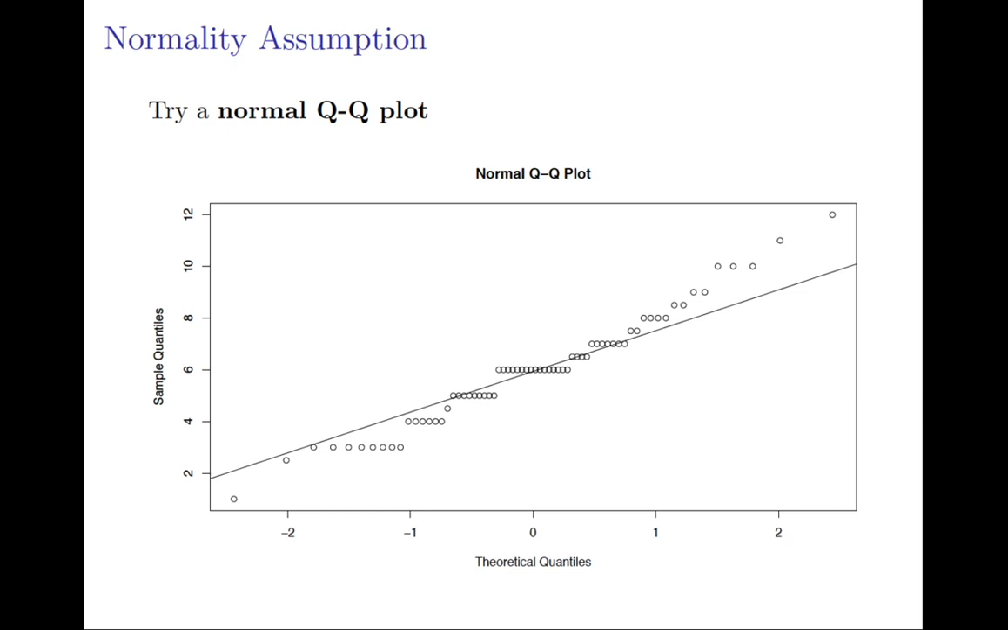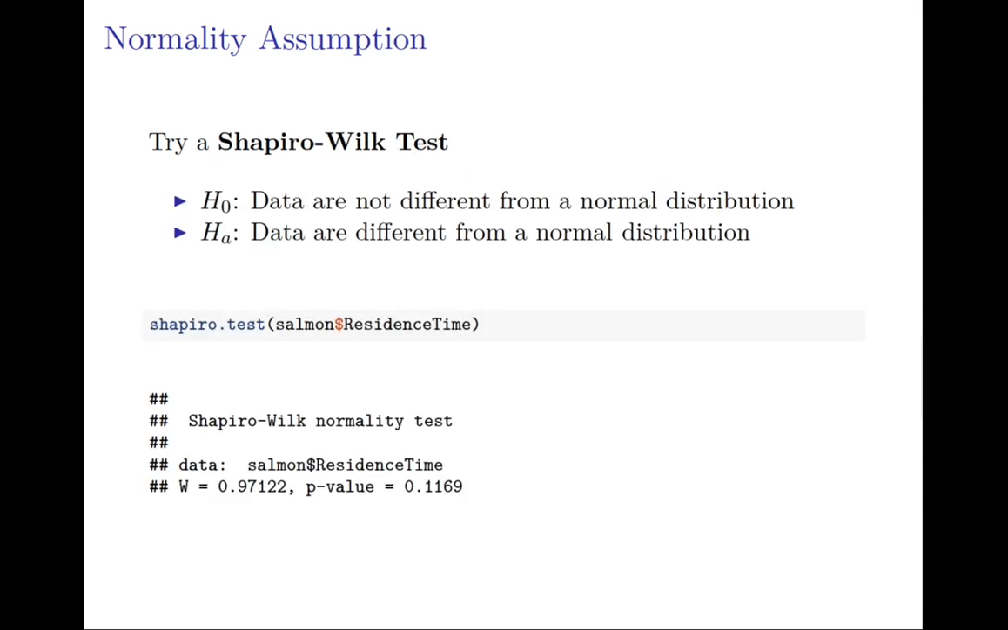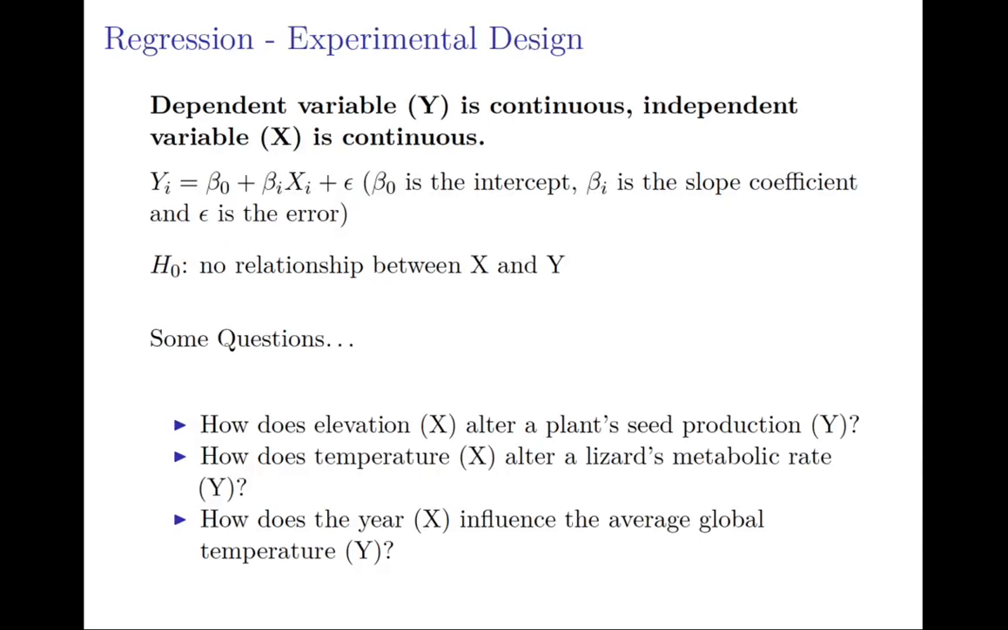This isn't a test. So if you wanted to actually test to see if your data are normal, you can do a Shapiro-Wilk test. This has the null hypothesis that data are not different from a normal distribution, and the alternative hypothesis that they are different from a normal distribution. And so here's the code, and what you can see is that our p-value here for residence time is not significant, and that means the data are not different from a normal distribution. So that's good. We can move on with our data. We don't need to transform it.